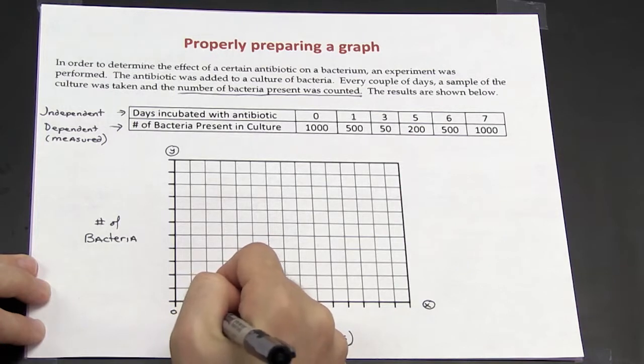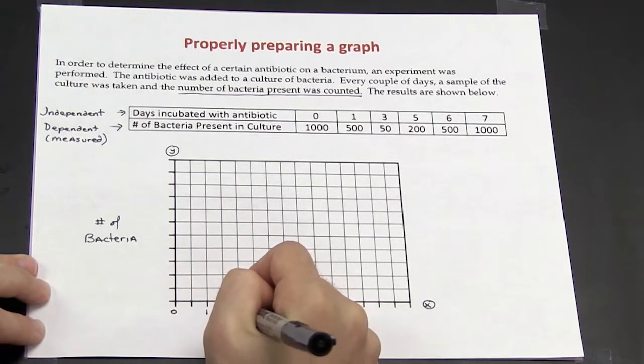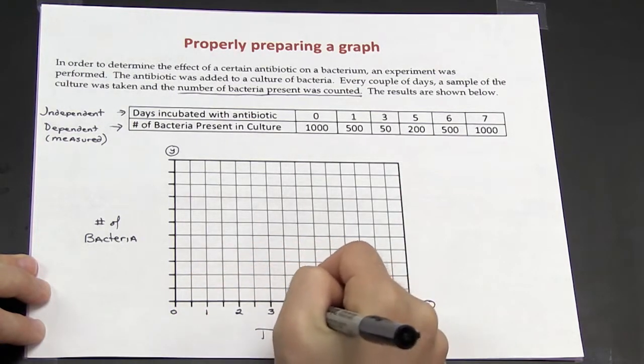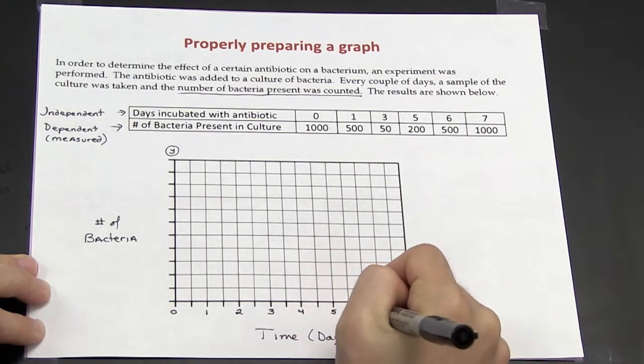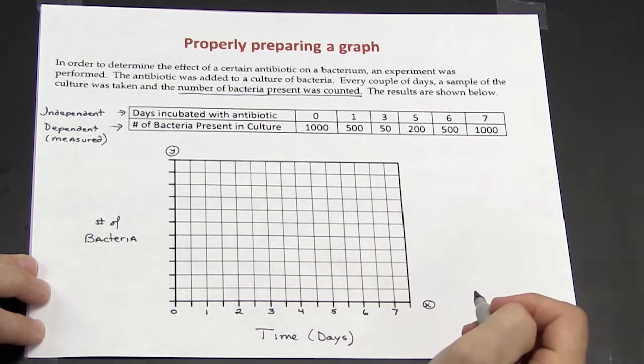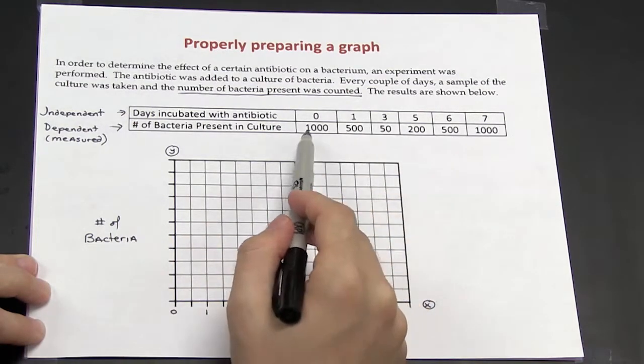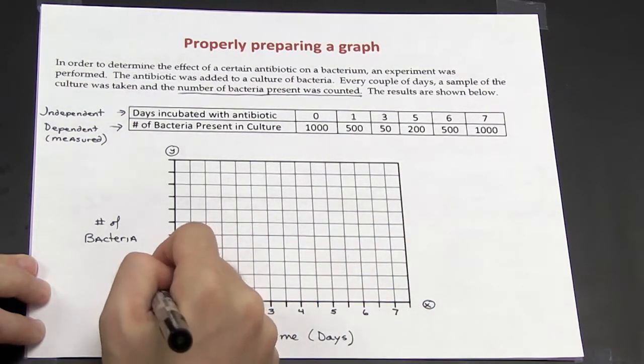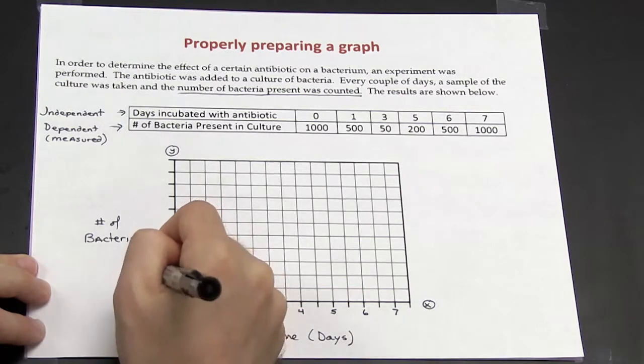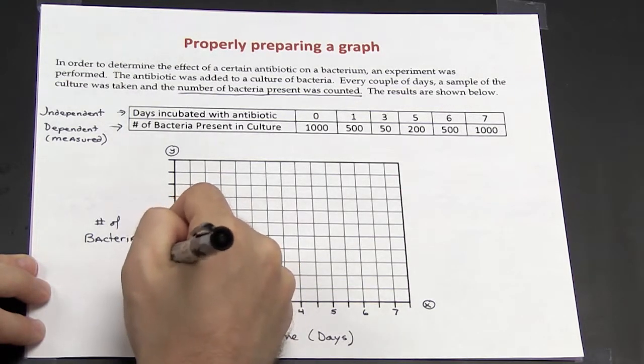So I will do every other line, make that 1 day. 2, 3, 4, 5, 6, 7. Okay. Along the y-axis, I have to go up to 1,000, so I will make each tick mark 100. 200, 300.